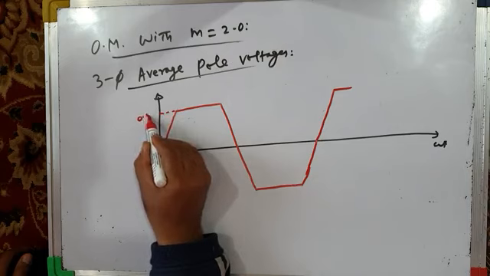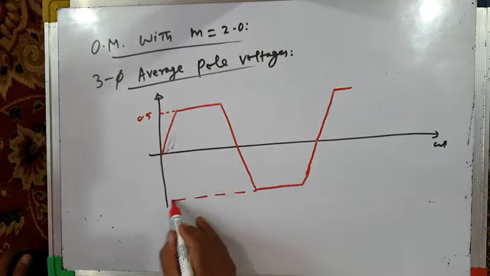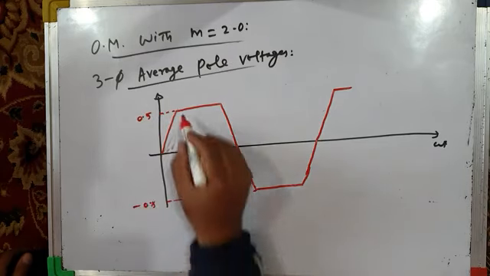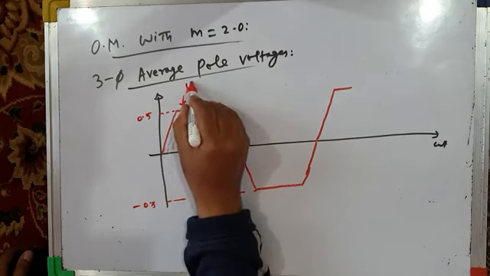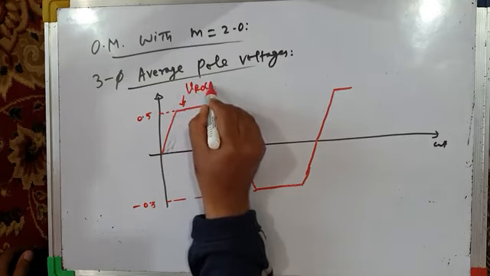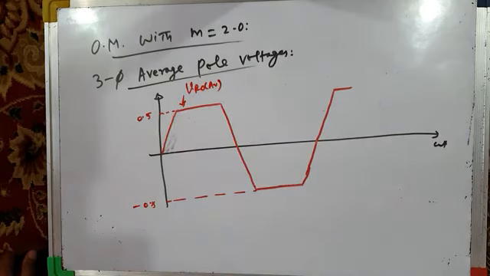This is 0.5 and this is minus 0.5. This is average pole voltage, VRO average. What about VYO average? VYO average will start from here.